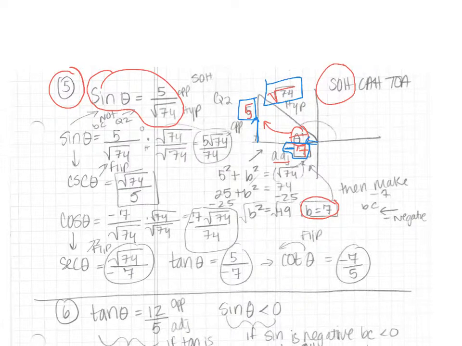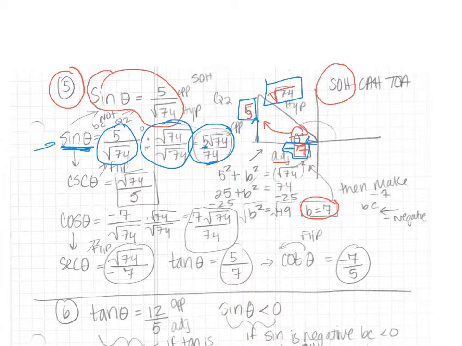Again, we did what we did in the other one. We found sine first, opposite over hypotenuse. We rationalized by multiplying by radical 74, and then we get 5 root 74 over 74. The 5 and 74 in the denominator don't simplify, so that's our final answer.